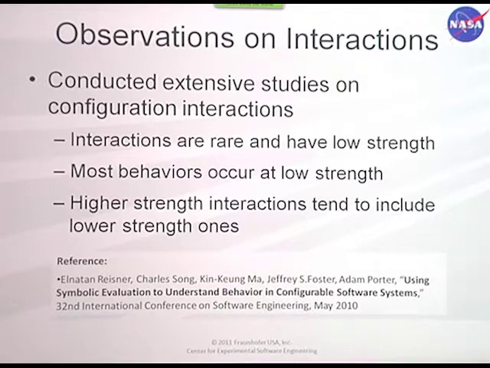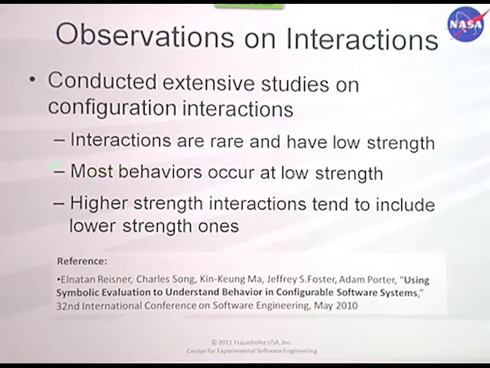So the observations we made in this work is that first, the interactions are actually very rare. Despite you have hundreds and thousands of different configuration options with many different values you can set, the number of interactions are actually quite small. And they tend to have low strength, meaning only a few configuration options interact with each other to produce unique behaviors in the software at a given time.